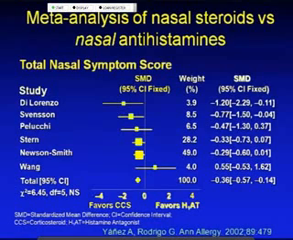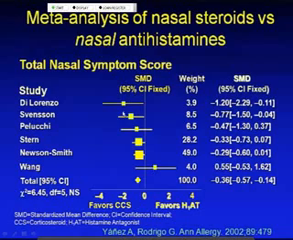Nasal antihistamines, we hear about nasal Astelin, olopatadine, and so forth. And how do they compare? It turns out that nasal steroids still are going to be superior in terms of total nasal symptom scores. This was a meta-analysis that was published several years ago, and it looked at these standardized mean differences.